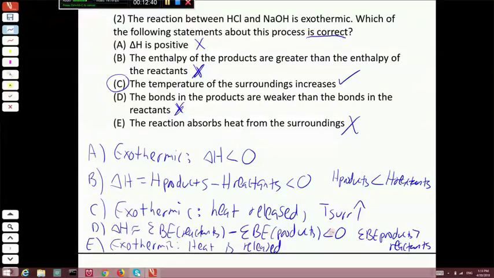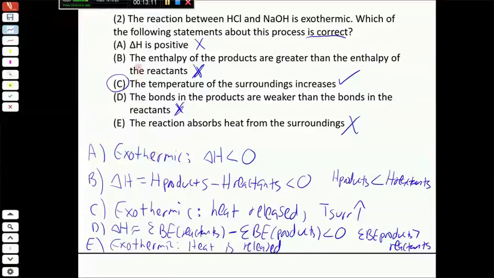And that number has to be less than 0 for any exothermic process, which is what we're talking about here. So if this difference is less than 0, that means the first number is smaller than the second, which means that the reactants have smaller bond energies than the products. All right, which is the opposite of what this answer choice says. And so in an exothermic process, that would be the case. In an endothermic process, the bonds in the reactants are stronger than the bonds in the products. It's opposite. Okay? All right, anything else?